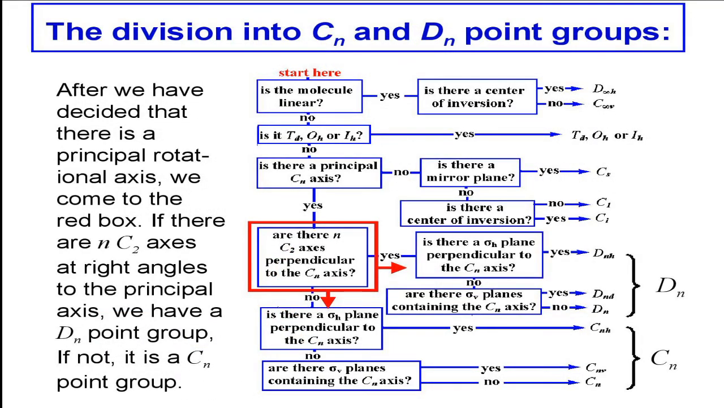Then the division into Cn and Dn, we have discussed already how we can distinguish Cn and Dn. Cn means it possesses a proper axis of symmetry. Dn means it possesses a proper axis of symmetry plus a perpendicular C2 axis of symmetry also. So the only difference between D and C is that there is a perpendicular C2 axis, which is perpendicular to the main principal axis.